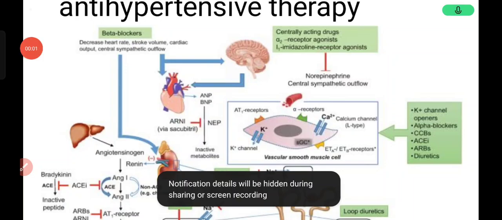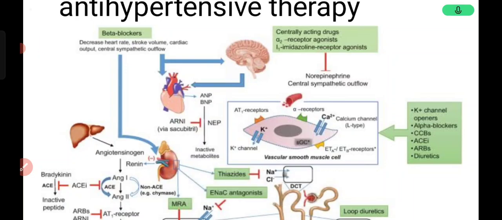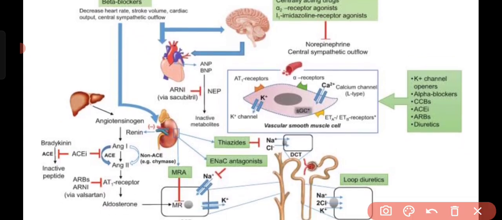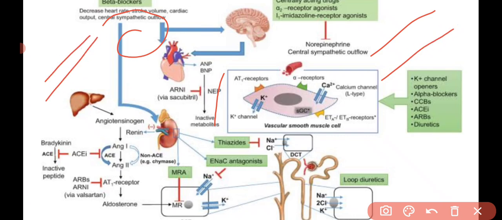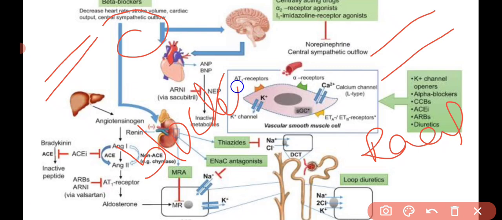Hi everyone. Until yesterday, we have discussed up to the approaches for treating hypertension with antihypertensive drugs. So this is the slide that we discussed up to yesterday. Here, how the antihypertensive drugs act was discussed. They act by four mechanisms: either by dilating the blood vessels, or by decreasing the fluid volume, or by inhibiting the RAS system, or by blocking the sympathetic system. So these are the four mechanisms for antihypertensive drugs.